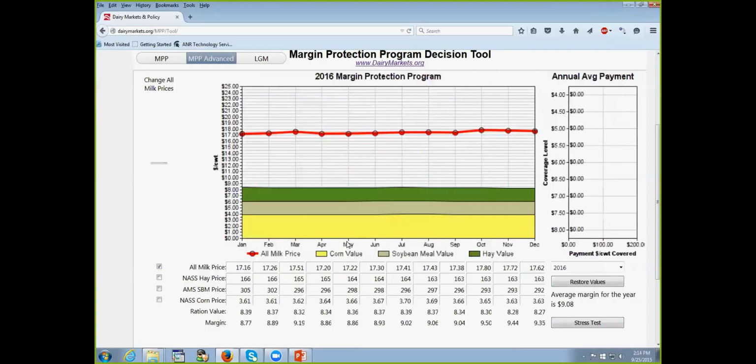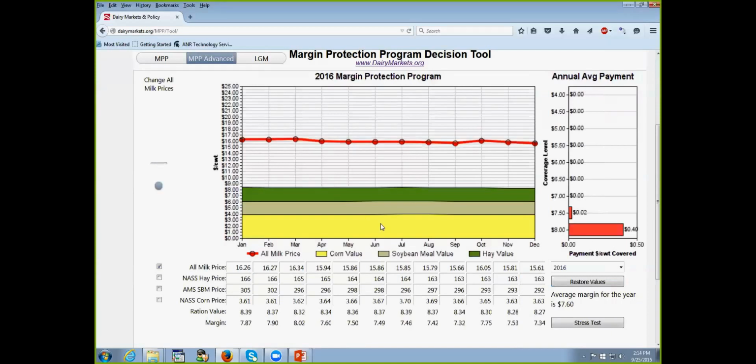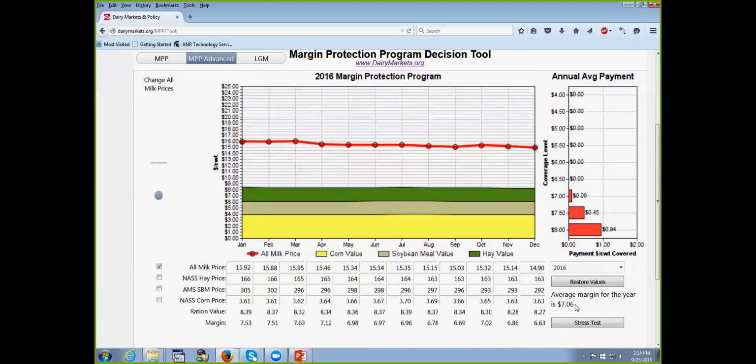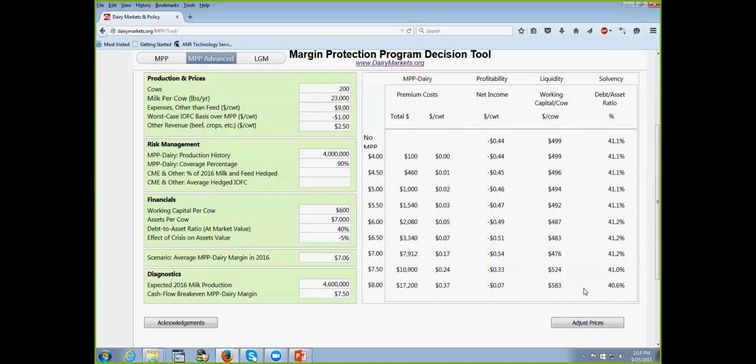But then if you click adjust prices, if you said, geez, what happens if we get $1 lower on the milk price? Let's go just a little bit lower. Now you can see we got an average margin of $7, which is within the realm of possibilities. If you go back to the stress test now, it's looking at a small loss here, and you can see that if we had bought up higher coverage, we would have a smaller loss and we wouldn't lose as much liquidity or solvency. And so that lets you play with this as far as looking at what MPP could do.